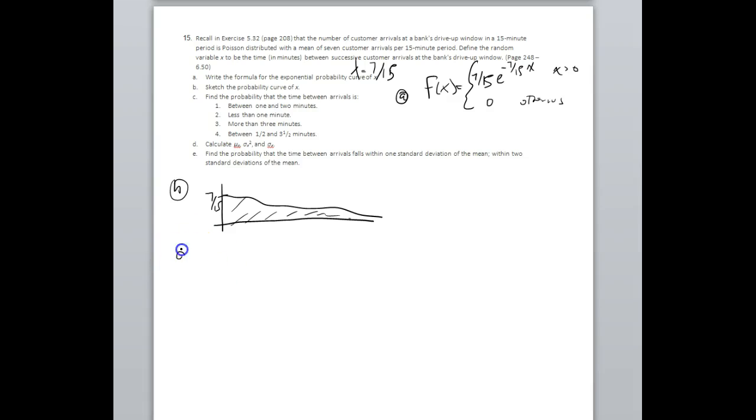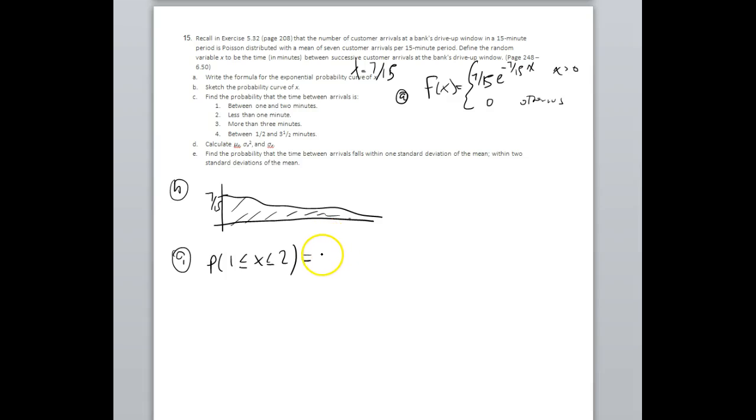So let's do C. Find the probability that the time between arrivals is between 1 minute and 2 minutes. So C1. This is just the probability that x is between 1 and 2. And we just go to our formula. In the notes, our formula is e to the negative lambda a minus e to the negative lambda b, with 1 being a and 2 being b. So a is the beginning of the interval, b is the end of the interval.